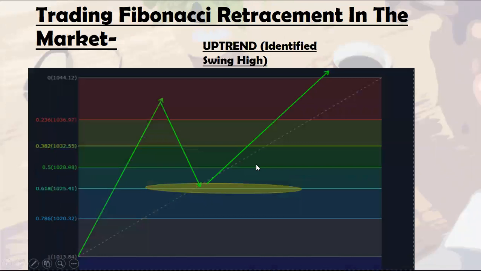And here's an uptrend. So this is the identified swing high, and bam, you have your swing high, because price comes up with little to no retracements, and then it drops back to this golden level right here, the 0.618 level, and then it goes straight up. Okay.